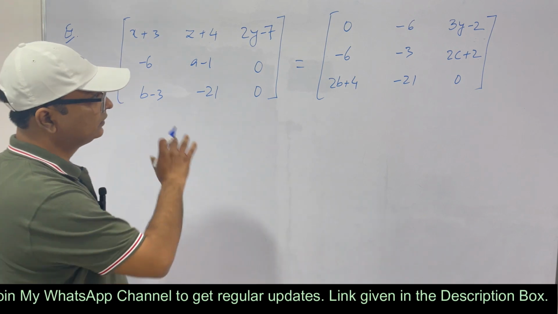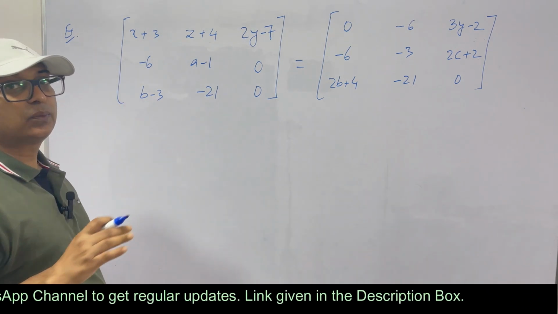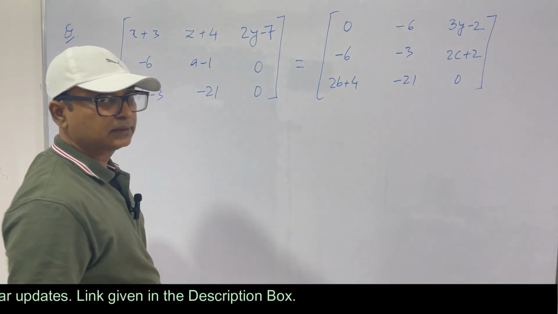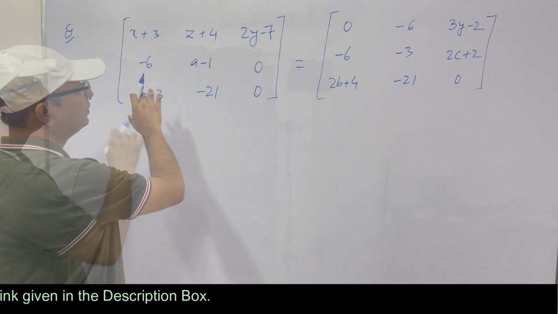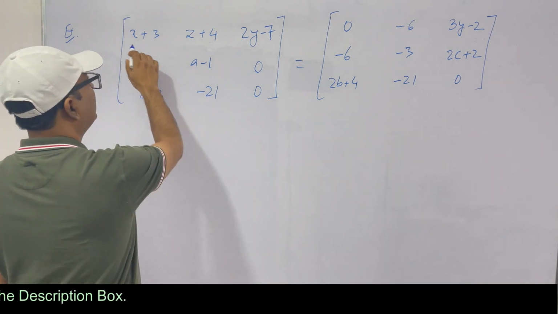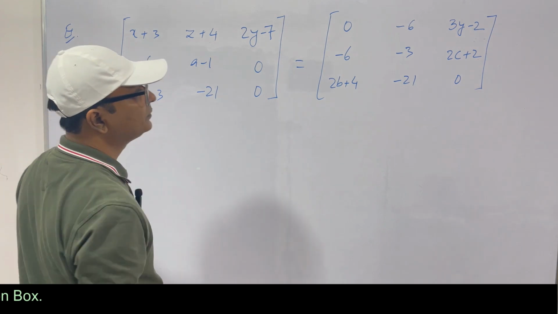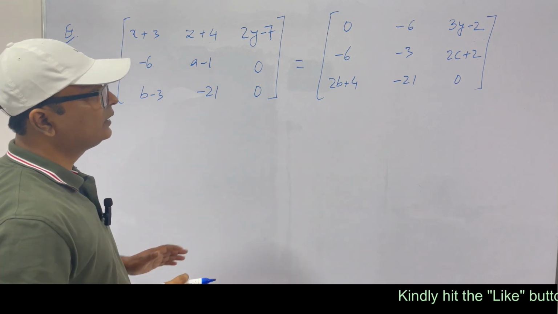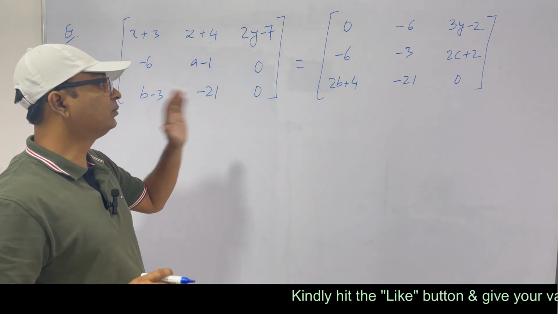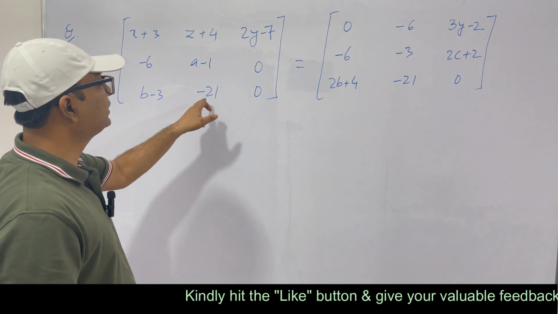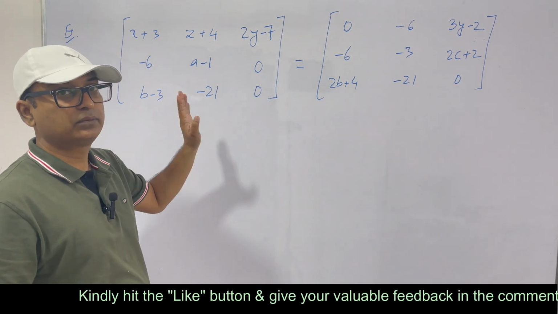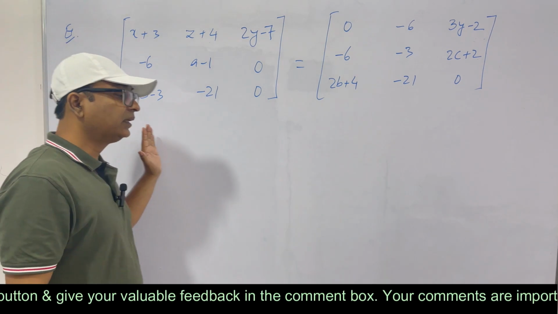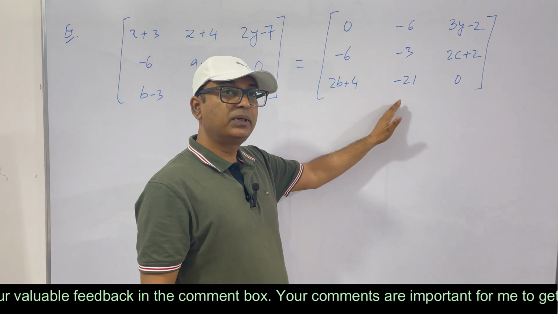So let's see this example to understand the meaning of equality of matrices. The question is that this matrix is equal to this matrix. This is given in the question. So what we have to find is the value of X, Z, Y, A, B. These are the variables. I told you two matrices are equal if and only if they are of the same order. This is a 3 cross 3 matrix. This is also a 3 cross 3 matrix. First condition is met. Second, each element of matrix 1 is equal to the corresponding element of matrix 2.